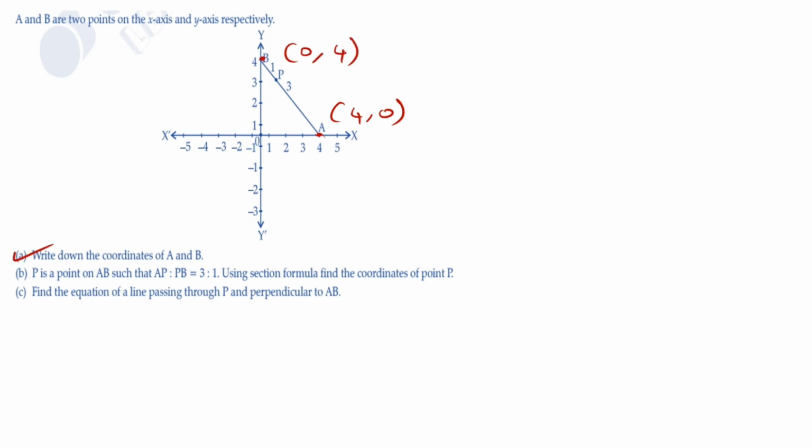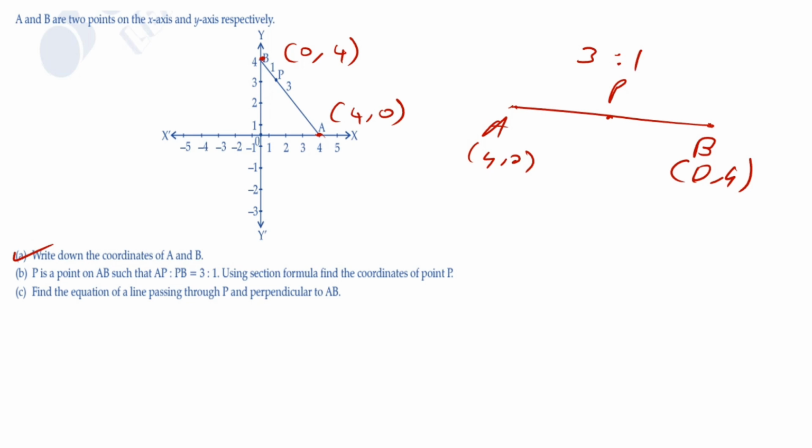Second, point P is on AB, so let's draw a line first. A is (4, 0), B is (0, 4). Point P is between them. Given is AP:PB is 3:1.